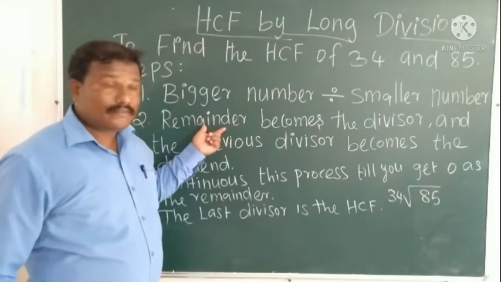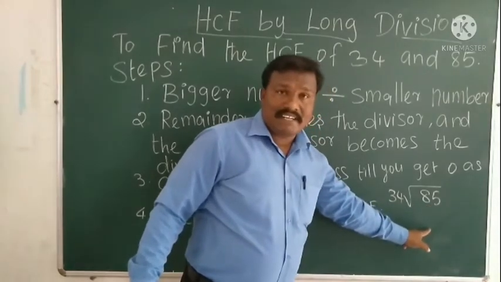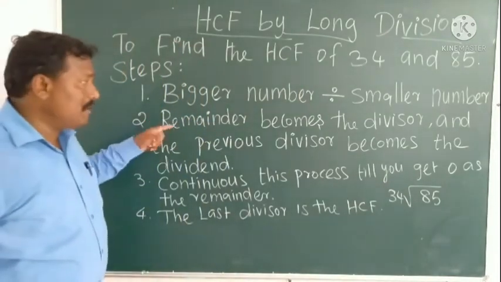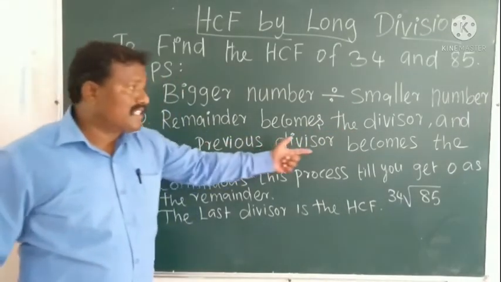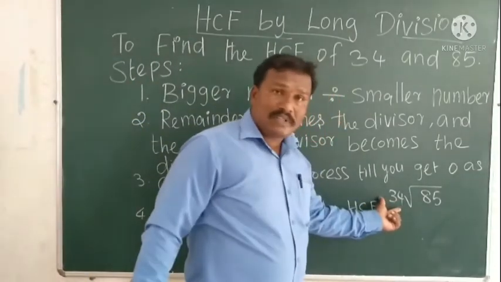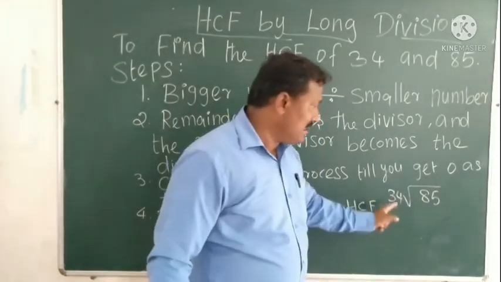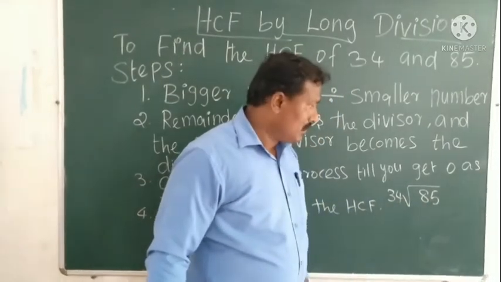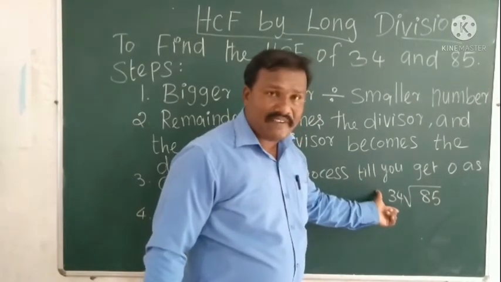Remainder becomes the divisor means if you divide 85 by 34, you may get some remainder. That remainder becomes the divisor again. Second step, listen carefully: the remainder becomes the divisor and the previous divisor becomes the dividend. Let me explain. Now I am going to divide 85 by 34. How many 34s are there? One 34 is 34, two 34s are 68. But 3 times we can't divide, so 2 times we can divide.